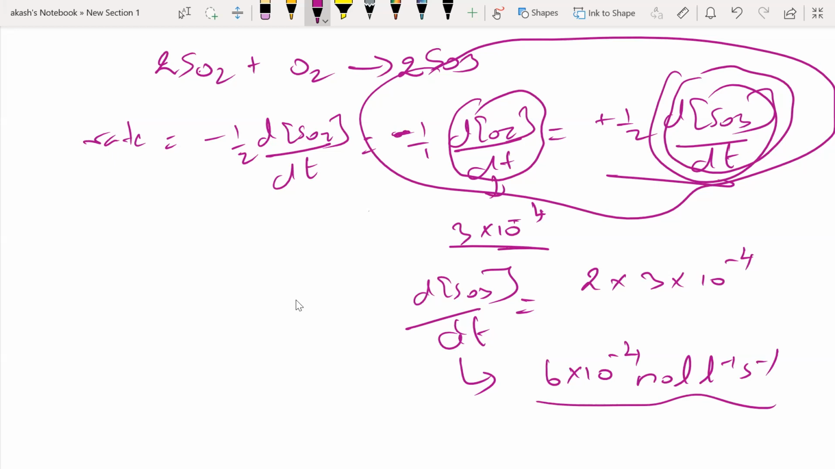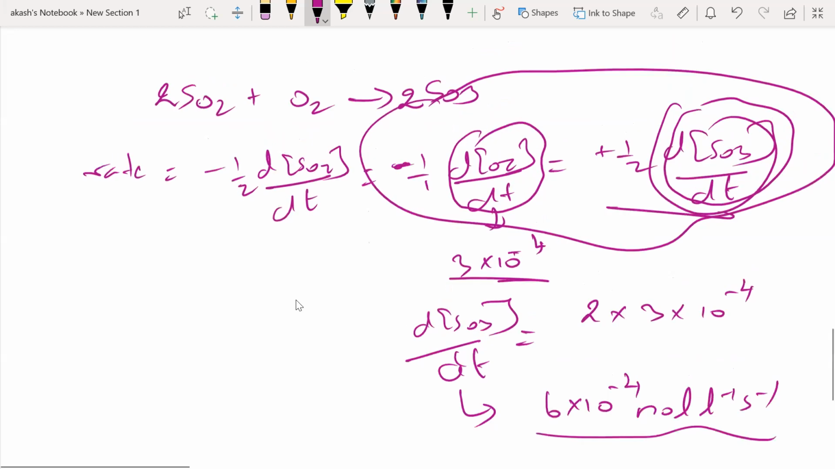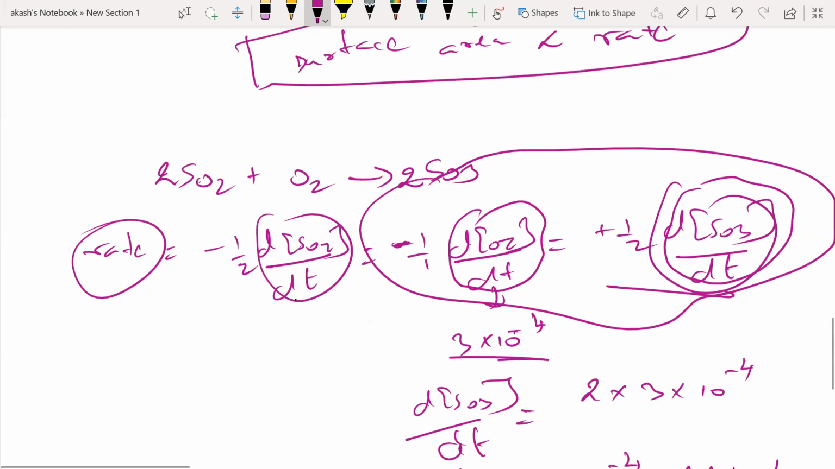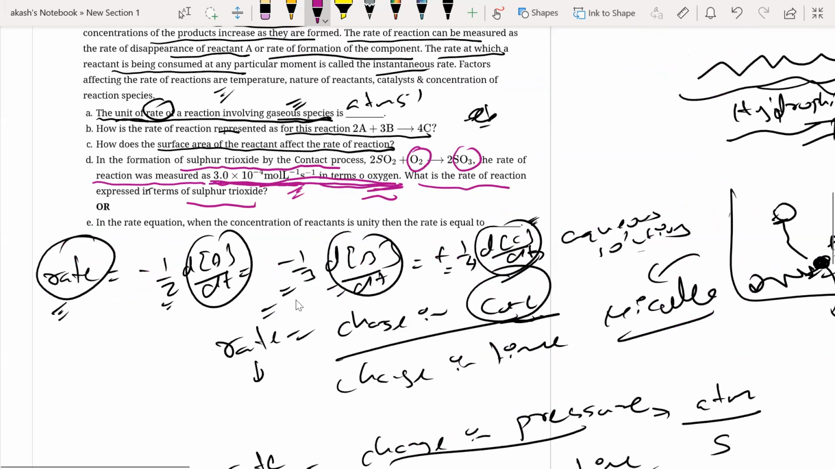And you can find all the other things also. You can find this value. You can find the rate of overall reaction. Everything can be found out easily from this data. Okay. Right. Next, this question. Let us take the other question also.